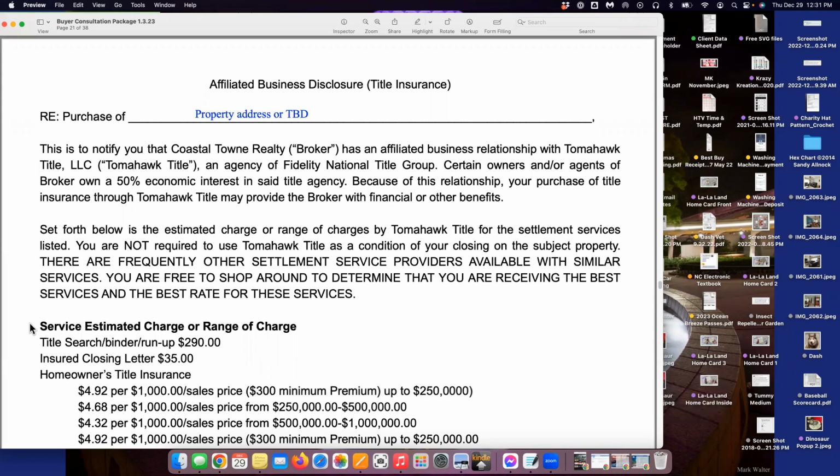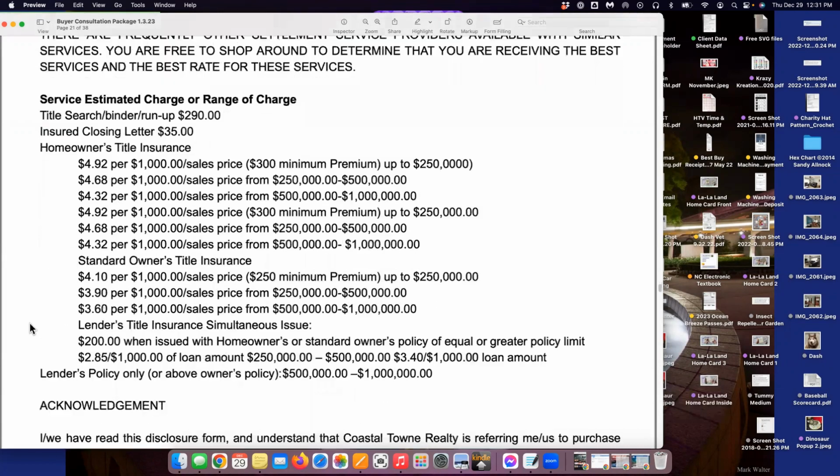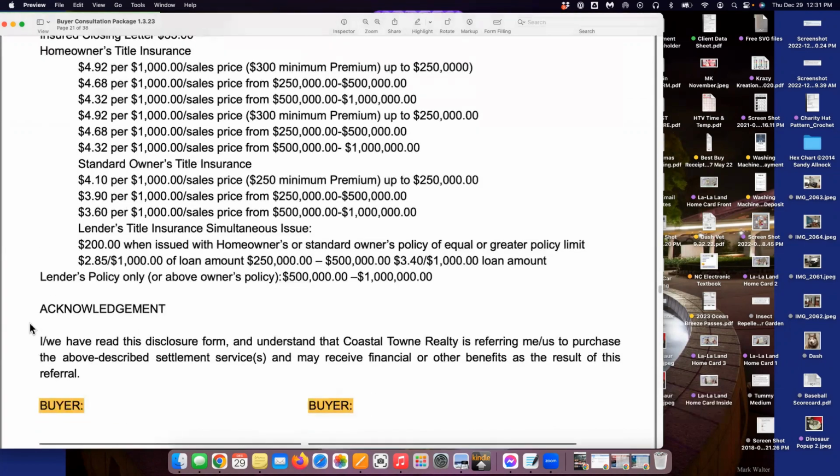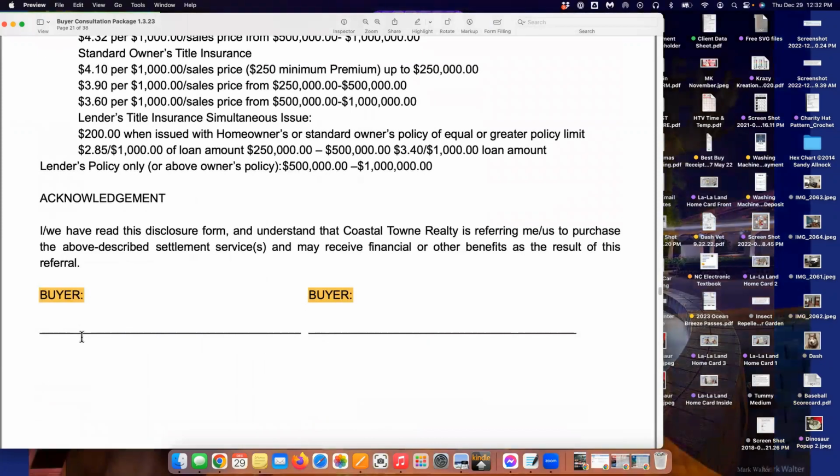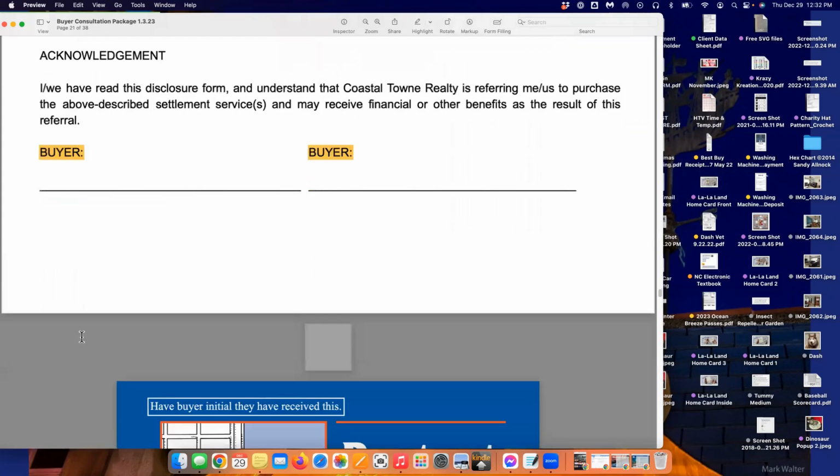They must sign this document. They are not required at all to use Tomahawk Title or Jones Walker and Lake, but they do have to acknowledge that we have told them that we have this relationship. So again, they do not have to use these people, but they have to acknowledge that we as Coastal Town Realty have a relationship with them, and it's required by law that we disclose that relationship. That is what they are signing. They are not agreeing to use them. So make sure you know how to explain that to your clients.